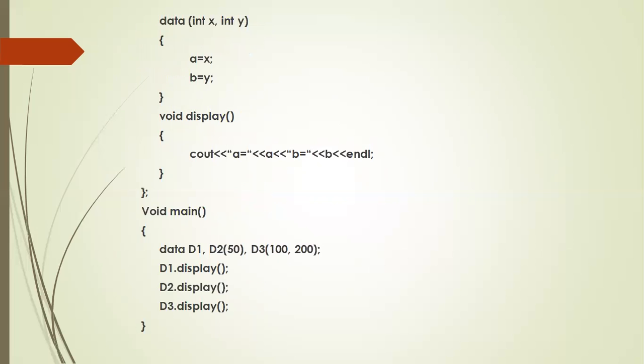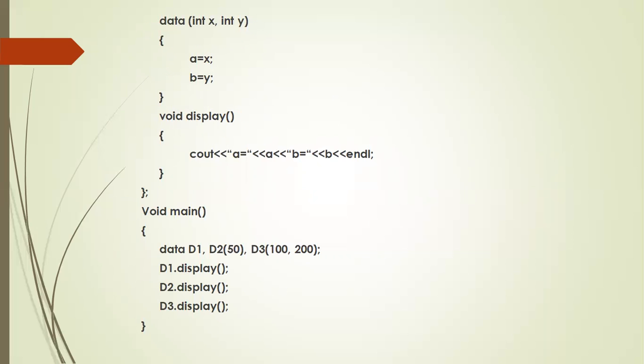I will take the third constructor. Again, the name of the constructor is Data only. Instead of one parameter, now I will pass two parameters, int x comma int y. So x value is assigned to A and y value is assigned to B. In the previous example, I am passing only one parameter called x. The same value is assigned to both A and B. Here, I will pass two different parameters. The first parameter value will be assigned to A. The second parameter value will be assigned to B.